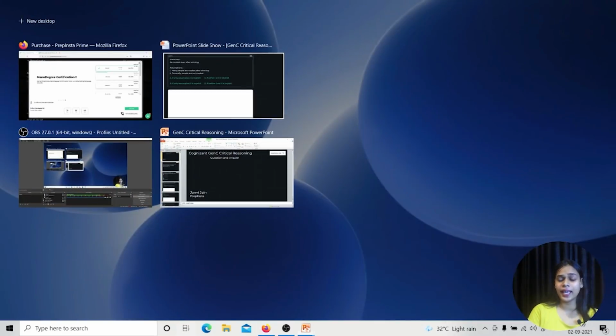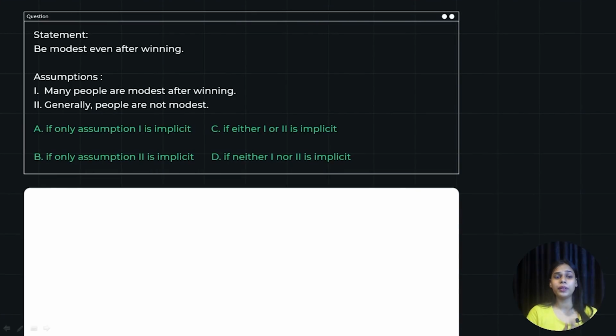Let us just quickly get back to the questions for the time being. Okay, statement and assumptions. Now we're going to start off with statement and assumptions. Be modest even after winning. A, many people are modest after winning, and B, generally people are not modest. All right. So yes, start solving it. It wouldn't take a lot of time. Start solving it, and then we'll quickly move forward with the answer.